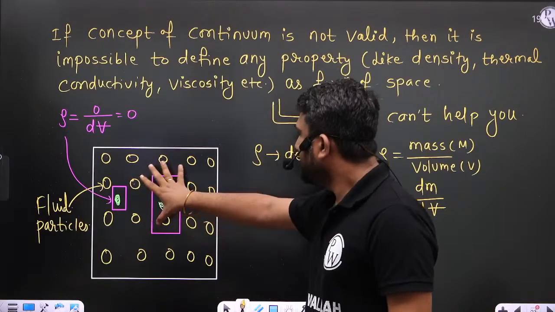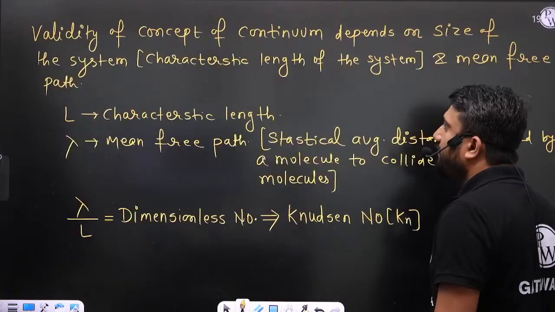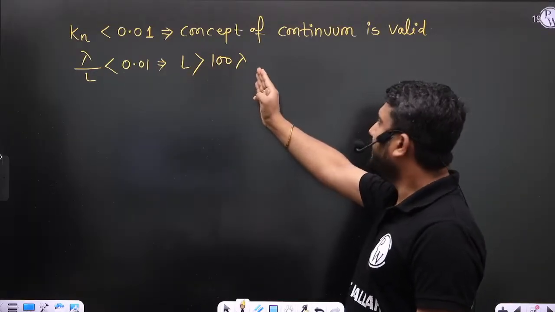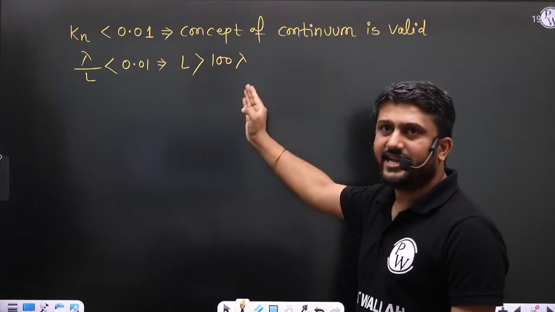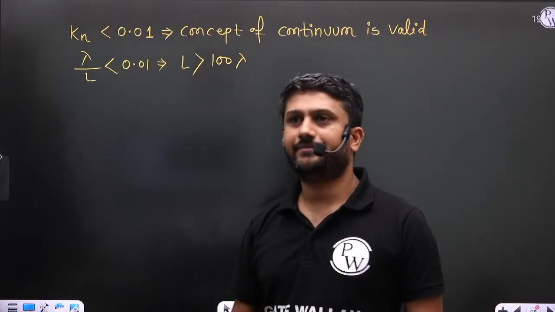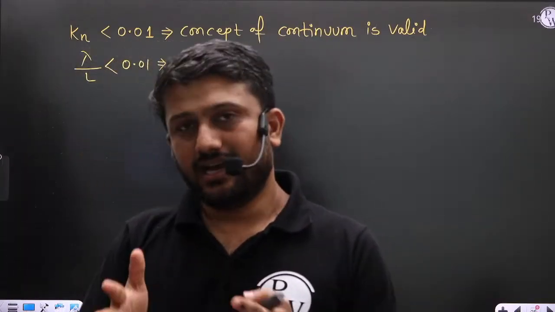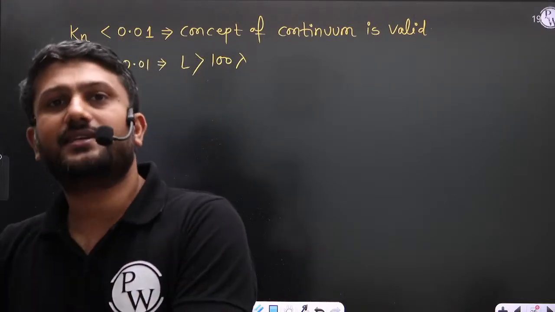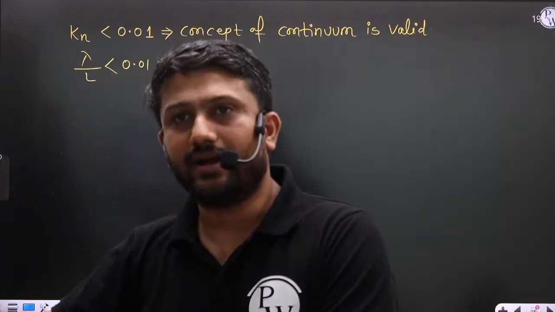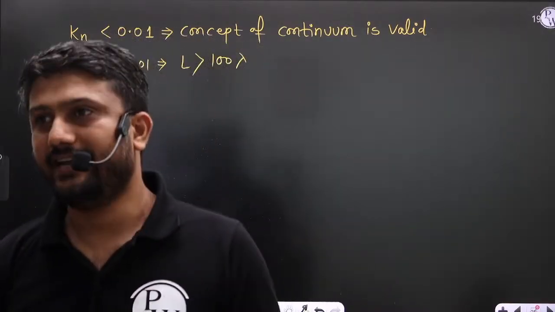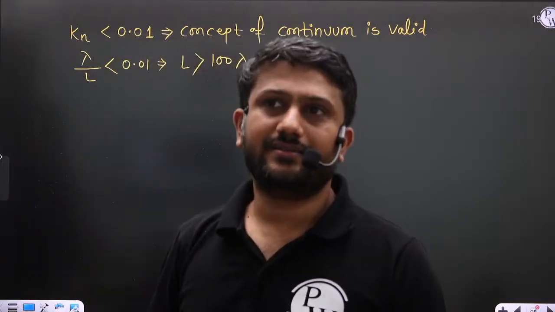Here, we select the system in such a way that L is greater than 100 times lambda. In such a case, the concept of continuum is valid. So you can select the size of the system so that it is greater than 100 times lambda. Then the concept of continuum is valid. Are you getting my point? Is it clear to everyone?